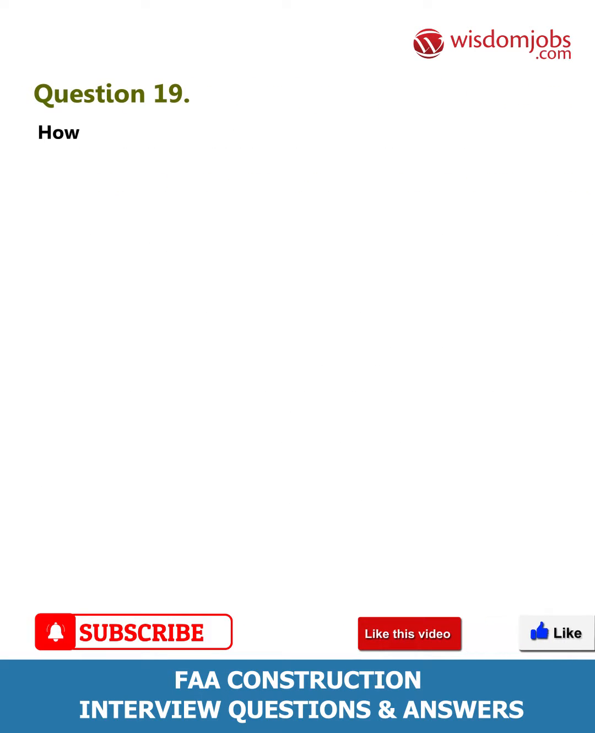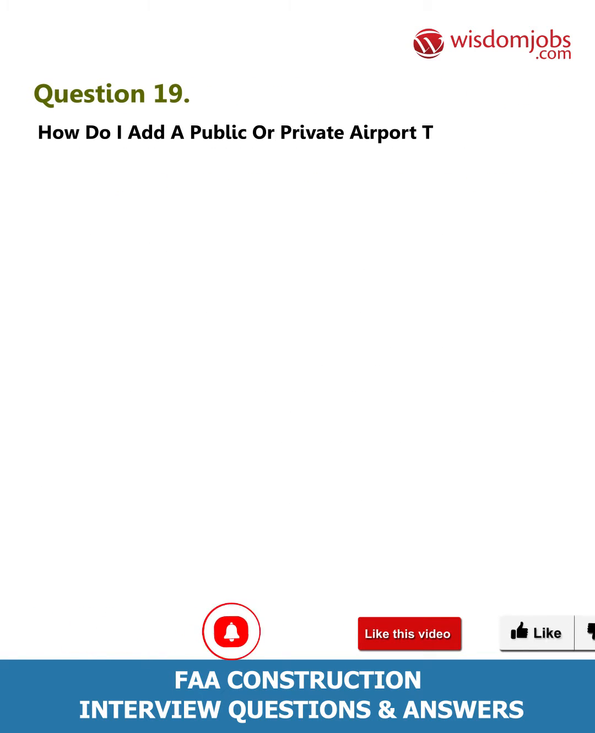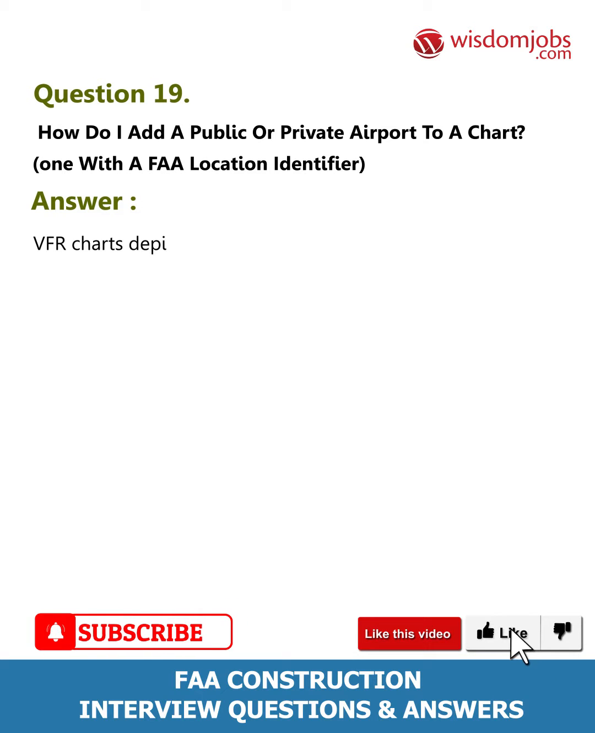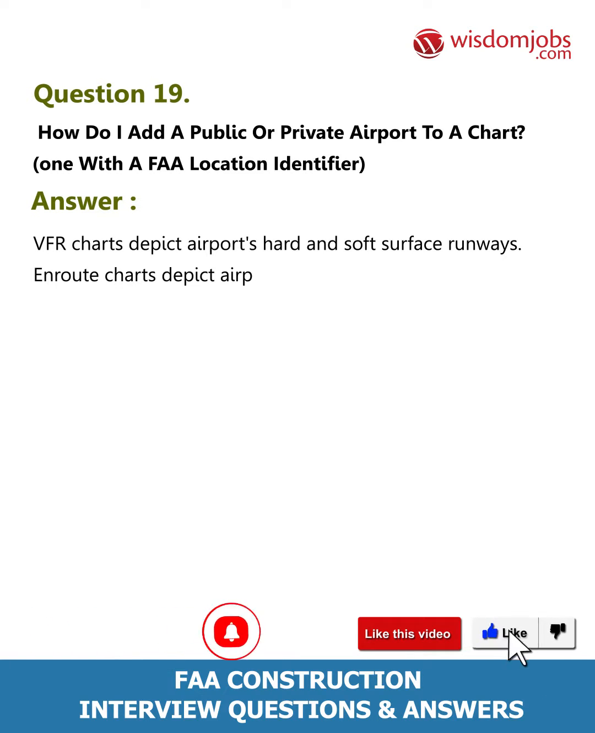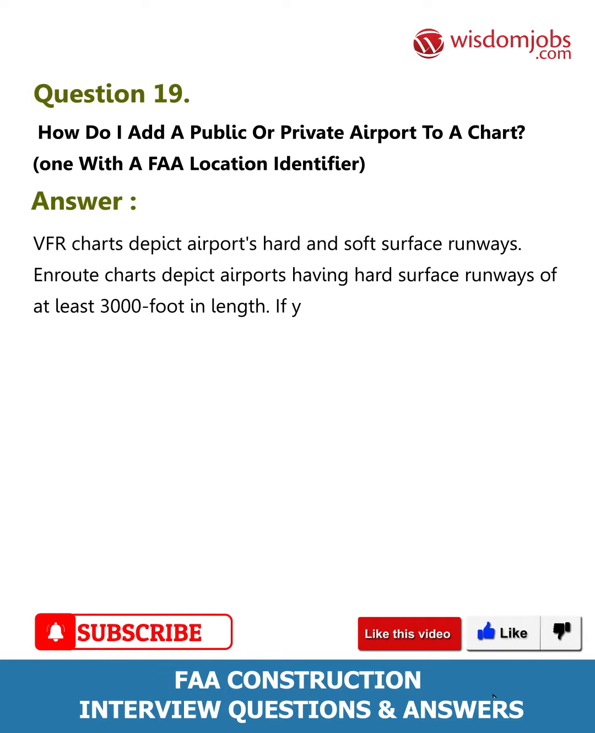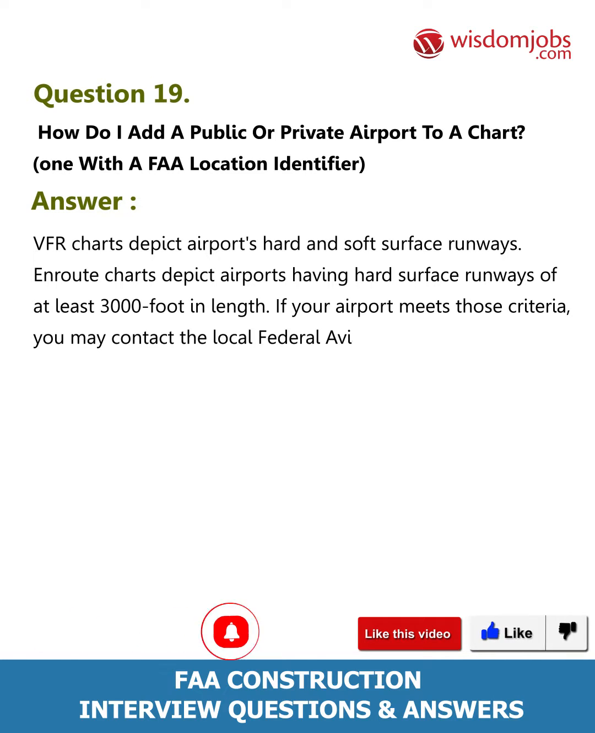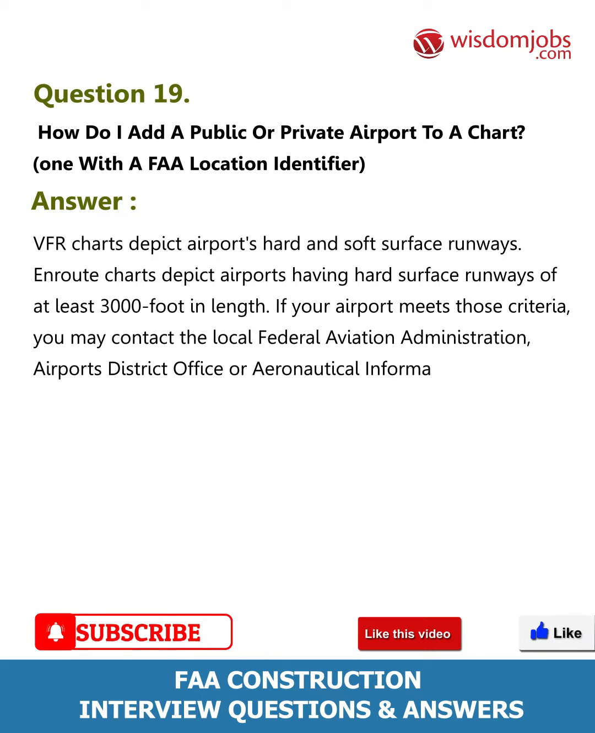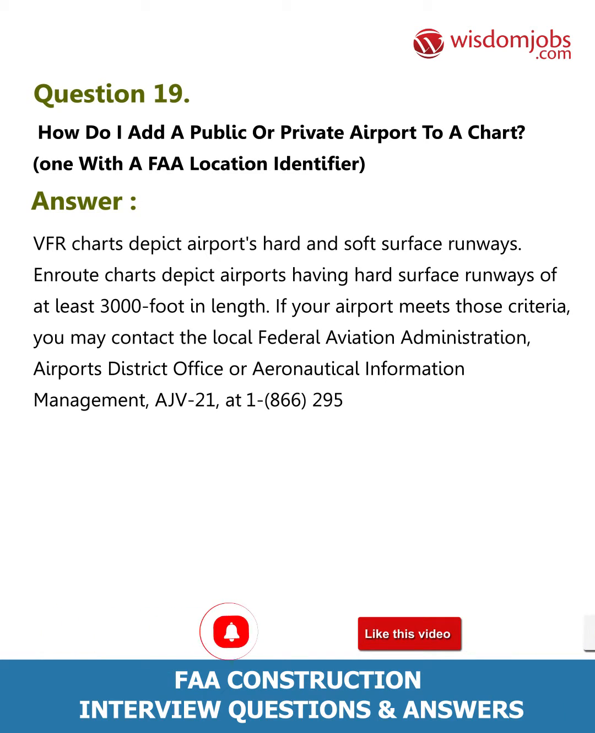Question 19. How do I add a public or private airport to a chart? With a FAA location identifier. Answer. VFR charts depict airports' hard and soft surface runways. En route charts depict airports having hard surface runways of at least 3,000 feet in length. If your airport meets those criteria, you may contact the local Federal Aviation Administration Airports District Office or Aeronautical Information Management, AJV-21, at 1-866-295-8236 to have your airport charted.